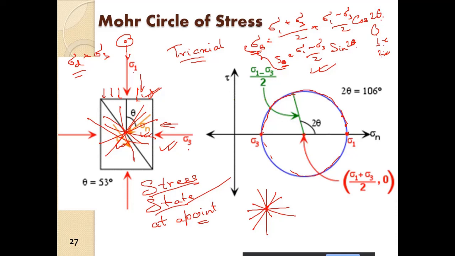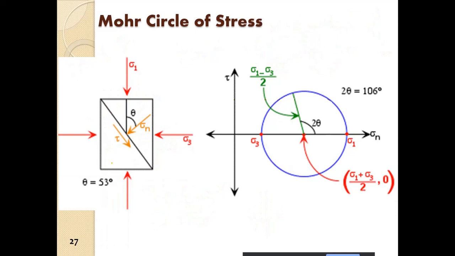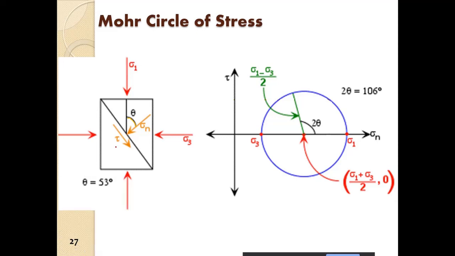When we have sigma 3 and sigma 1 applied on an element, what is the stress condition at various planes? Theta is the inclination of the plane, as shown here. It is given as 53 degrees, so twice theta is 106 degrees. From here you plot twice theta, and this is the stress condition.